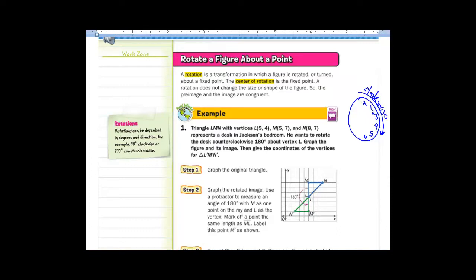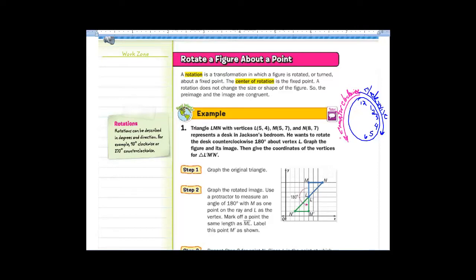Now, if you go in the opposite direction, like if you were turning back the hands of time, then that is counterclockwise. That would be going backwards. All right? So clockwise, turn it to the right and down. Counterclockwise, turn it to the left and backwards.